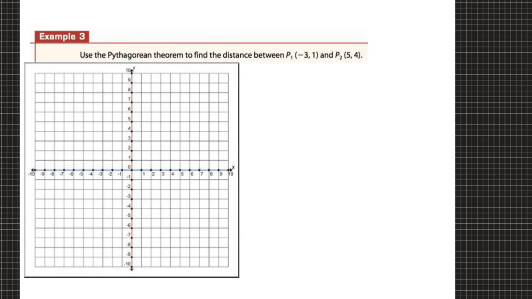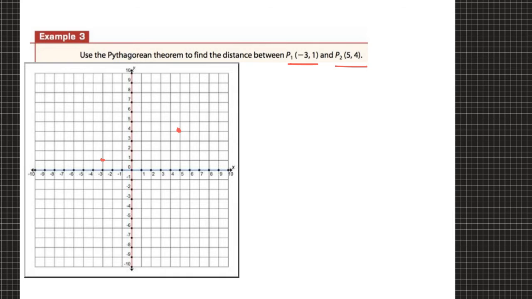So the first thing I'm going to do is plot P1. P1 is at -3, 1. So -3, 1. There's my dot right there. It's kind of sort of right in the right spot. And P2. P2 is at 5, 4. So that's right there in that spot. Now it says find the distance between these 2 points.